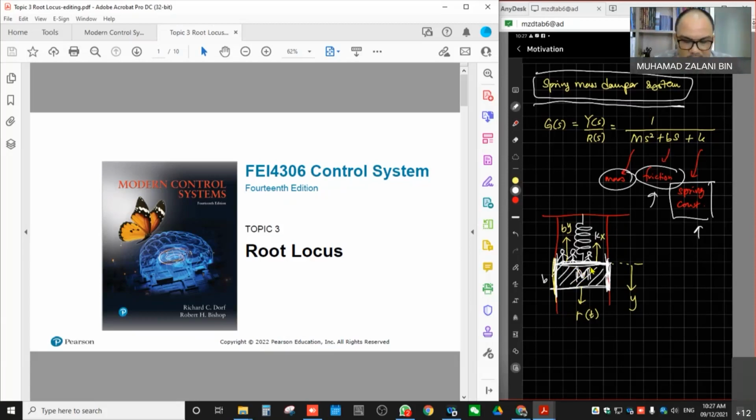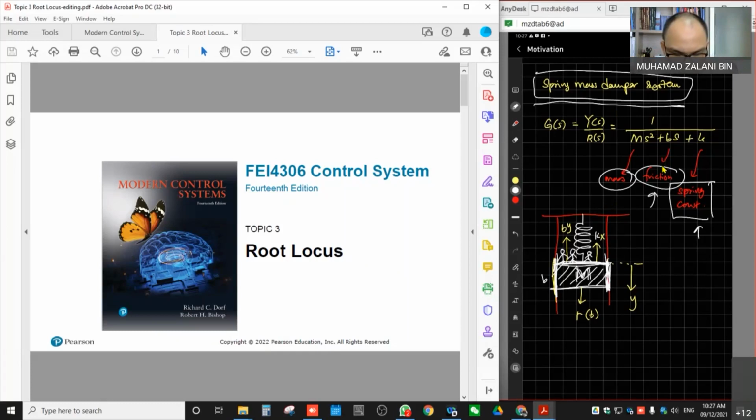So most dynamic systems, like this spring mass damper system, which is one example of a dynamic system, should have not only one but more parameters. And those parameters are not fixed, meaning the parameters are always changing.